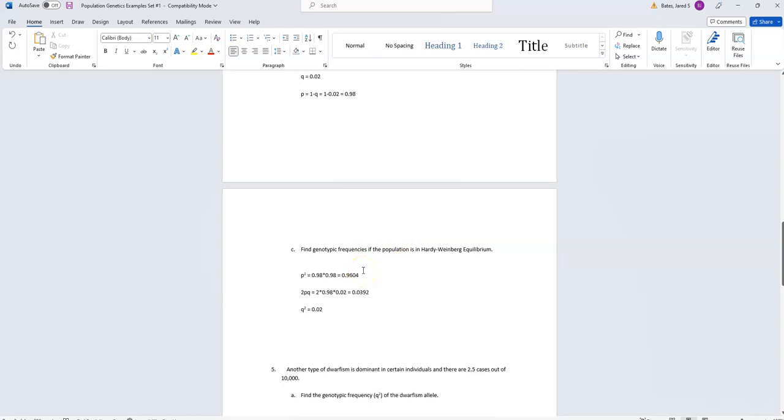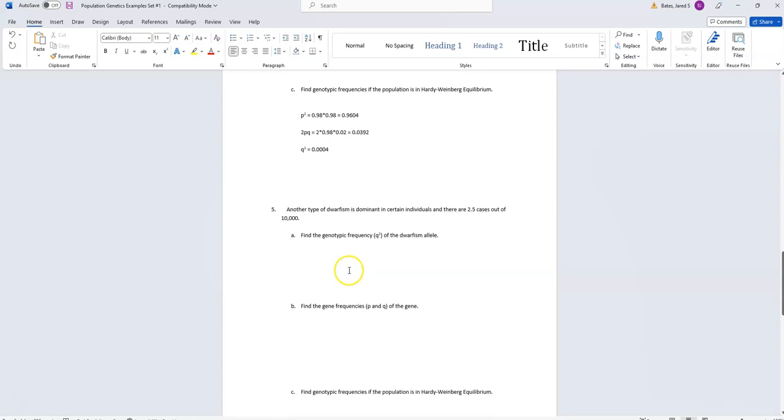Let me redo that because I don't think that's right, because that was my gene frequency. If you do 0.02 times 0.02, I can put it in my calculator. That's 0.0004. I thought something was up with that. And so all of this will add up to 1, and that's what the answer will be.